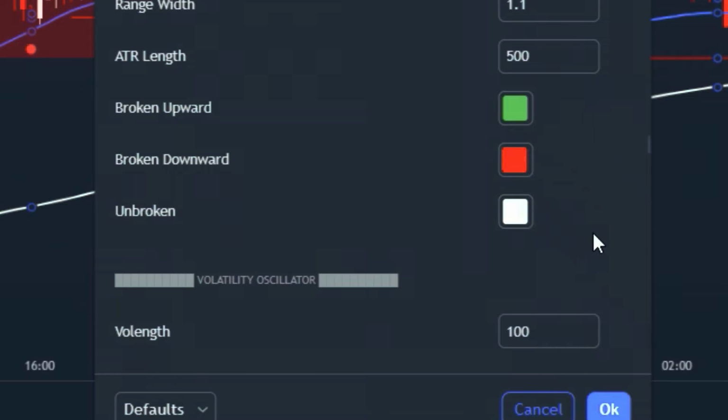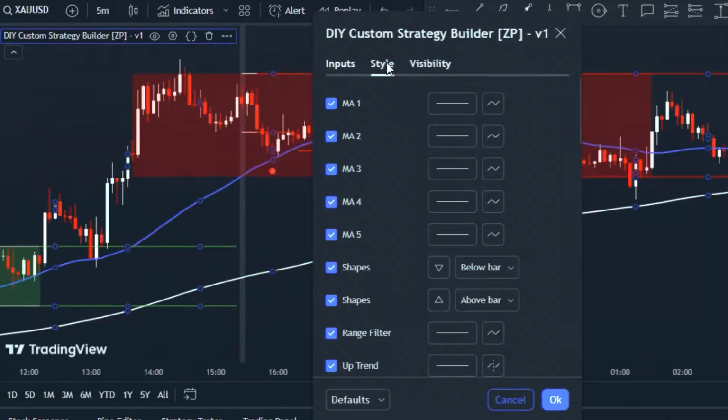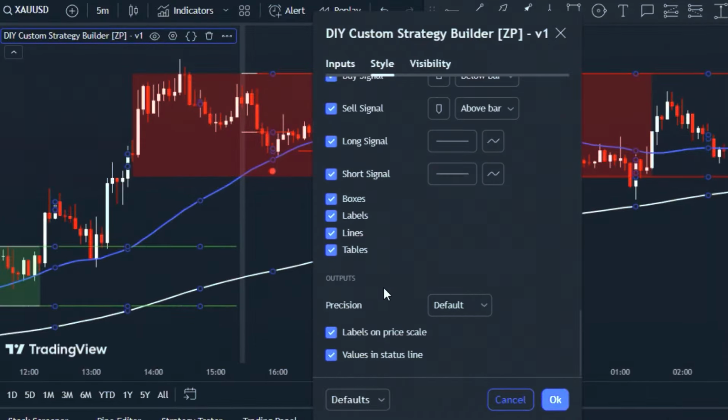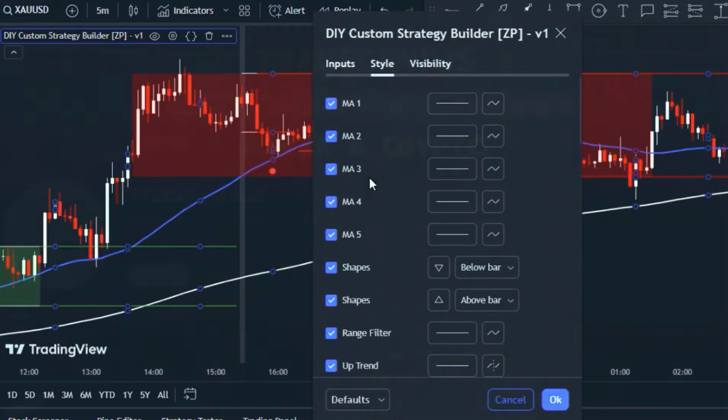Now that you've got the hang of it, let's roll up our sleeves and build a winning strategy together. We're starting strong with the range detector as our signal indicator.